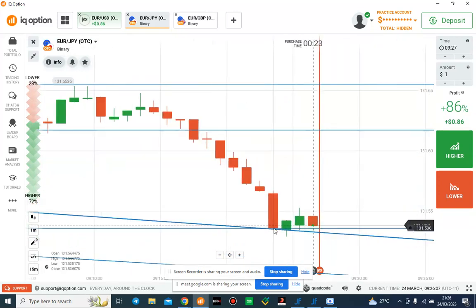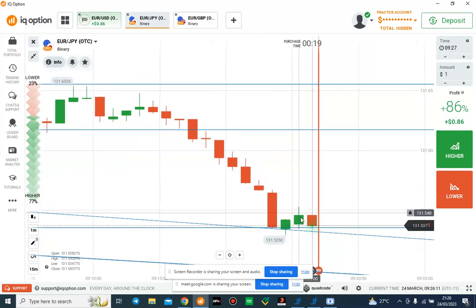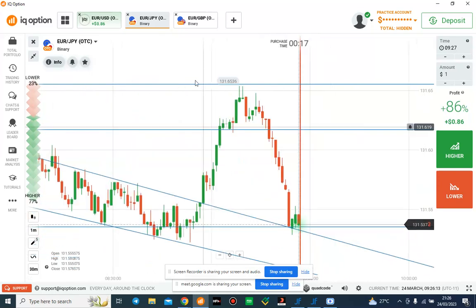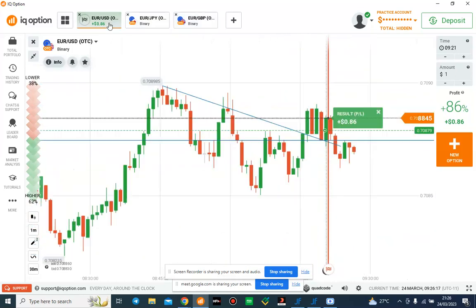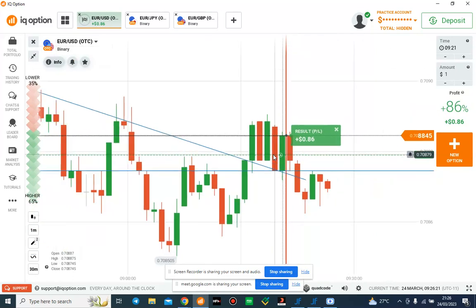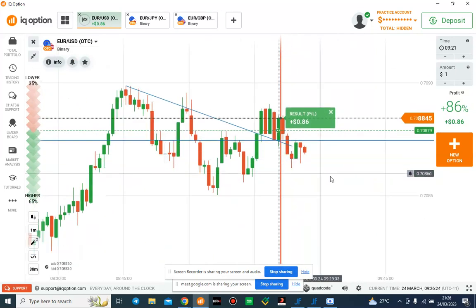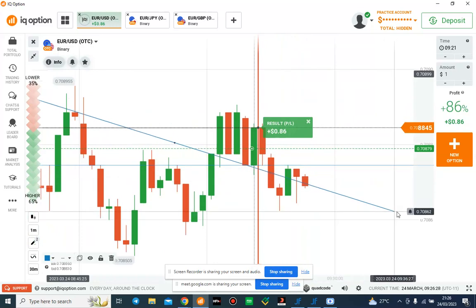And this candle closes exactly at the trend line and also exactly at the horizontal line. That's why the buyers entered the market. You see again the sellers still entered the market. And here, what is really going on here? Okay, let me extend the line.